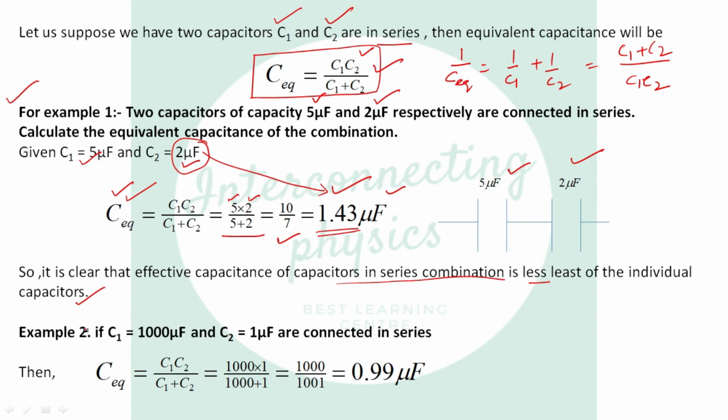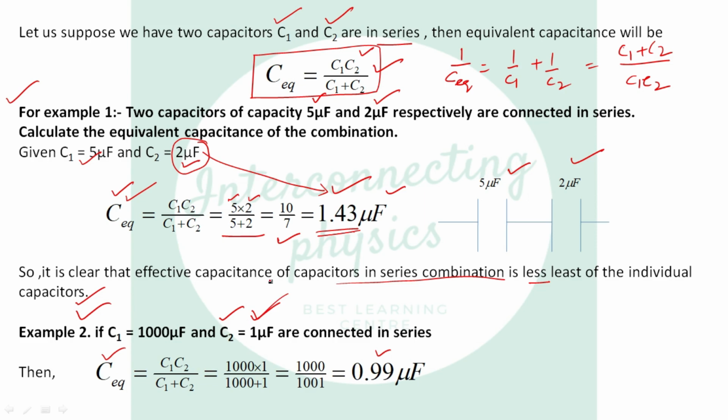Let us explain more. Suppose C1 is 1000 microfarad and C2 is 1 microfarad. The least value is 1 microfarad. So let us see what the equivalent capacitance is. If we put in the values, we get 0.99 microfarad. It means it is less than the least value of the capacitance.